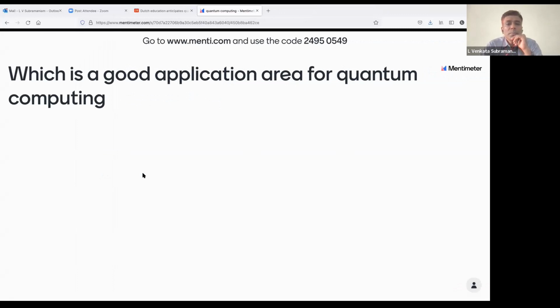Please use the same site, but the code is different this time. So use this new code, 249505549, and just write what you think are good application areas for quantum computers. The code is different, so you'll have to type the new code, but the website is the same.